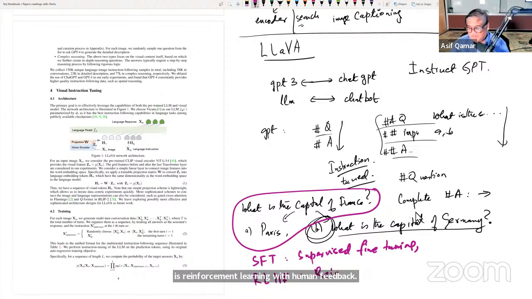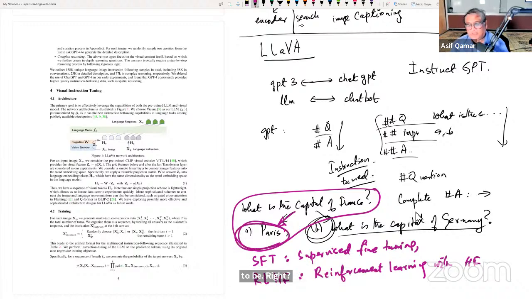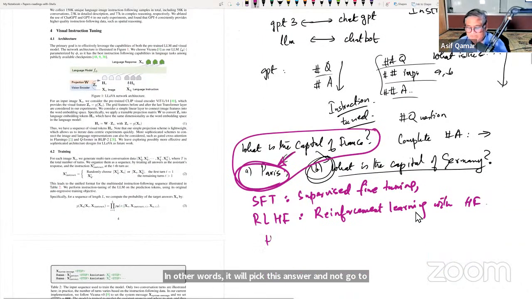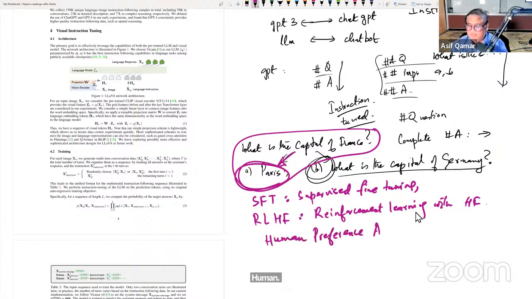What it means is that you give it some labeled data and then you also go through a whole process of RLHF. This is a slightly bigger topic, but we'll just leave it that there's a way to do it such that it aligns with what human beings would expect the answer to be. In other words, it will pick this answer and not go to choice B. That's called human alignment, human preference alignment.